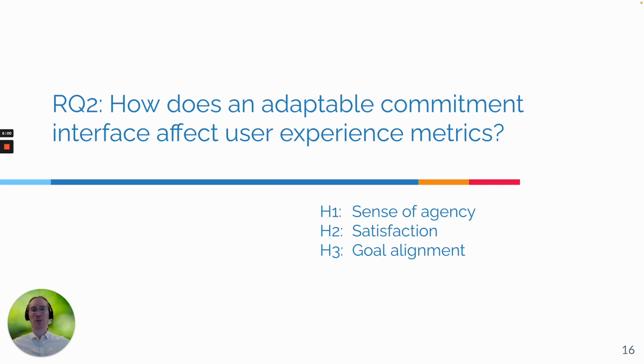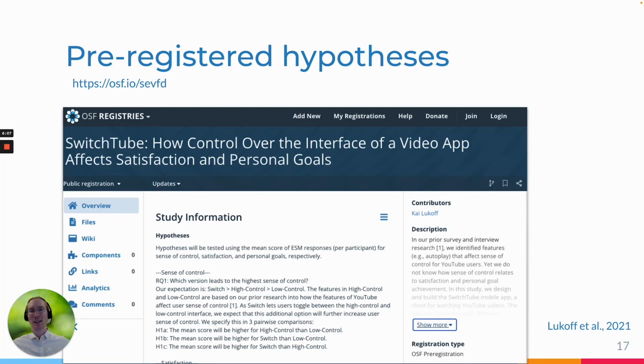Our second research question was, how does an adaptable commitment interface affect user experience metrics? As a best practice in open science, we publicly pre-registered our hypotheses using the Open Science Framework before looking at the data.